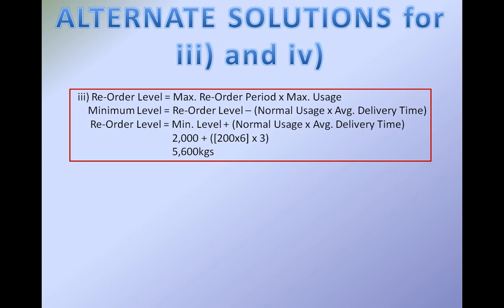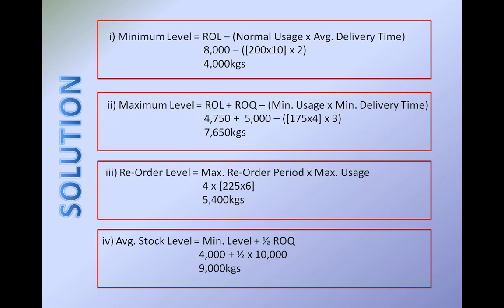One important point to remember is alternate solutions can give and usually will give different answers. So here you see 5,600 kgs is the reorder level we found out using this formula. If we use the other formula, the answer we got, the third answer, is 5,400 kgs, a difference of 200 kgs. So if you get a difference in the alternate solutions, it is right, don't get scared.